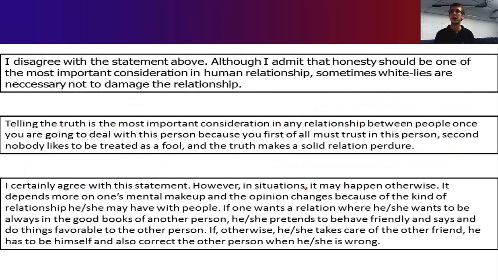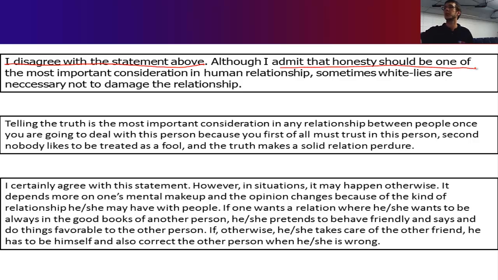Here we have 3 examples of introductory paragraphs. The first one is: I disagree with the statement above, although I admit that honesty should be one of the most important considerations in human relationships. Sometimes white lies are necessary not to damage the relationship. We can see in this text that the person made a very short hook. I don't want to finish this essay. I am not interested.